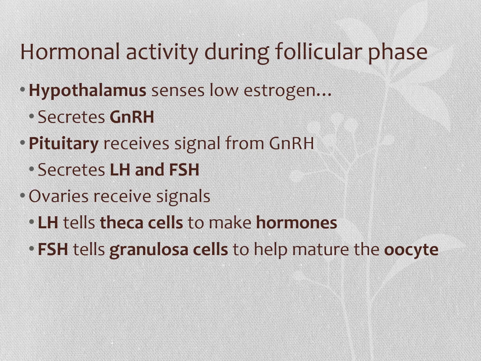Those are going to travel through the bloodstream in an endocrine fashion to reach the ovaries, which are far away, so they have to take the bloodstream to get there. And what's going to happen is that LH is going to tell the theca cells, those cells around the outside of the follicles, to make hormones. And FSH is going to tell the granulosa cells, those ones that are right next to the oocyte, to help mature the oocyte.